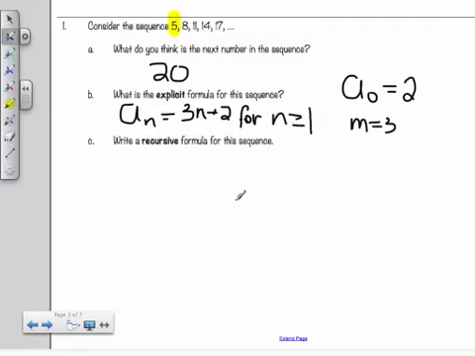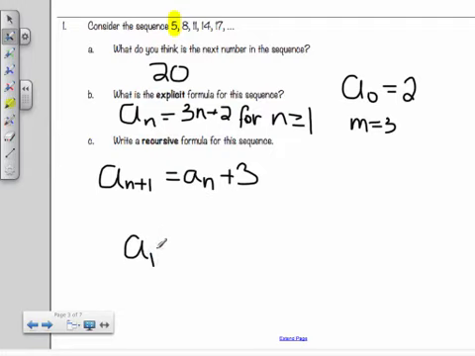Okay, now find a recursive formula for the sequence. So I want to know, how am I going from one term to the next, to the next, to the next? So the following term in my sequence, so for example, I know that the answer to this was 20 because 17 plus 3 is 20, means that I have to take the previous term, remember, which is a sub n, and then I would just add 3 to it. But remember, I have to define what a sub n is, so what a sub 1 is. So a sub 1 is equal to 5, and n has to be greater than or equal to 1. Okay? Hopefully that makes sense to you.